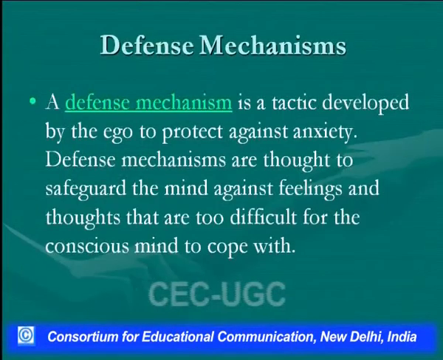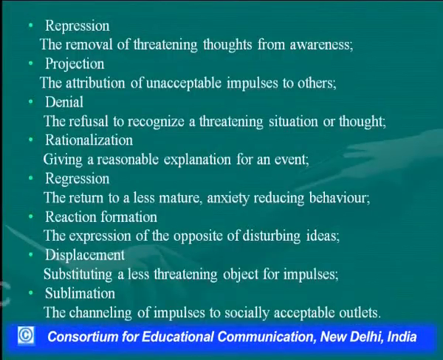You can see the two eyes of the human being, and all three states shown as a part of the brain. There's also a defense mechanism, which is quite tactical in nature, and it safeguards our mind: if you take this action, this is the scenario; if you do not take this action, this is the scenario. It is too difficult for the conscious mind to cope with all these factors, which are also called defense mechanisms. They include repression, projection, denial, rationalization, regression, reaction formation, displacement, and sublimation.